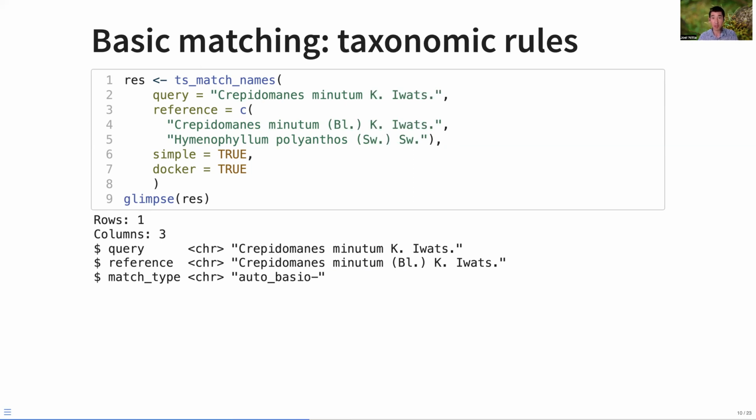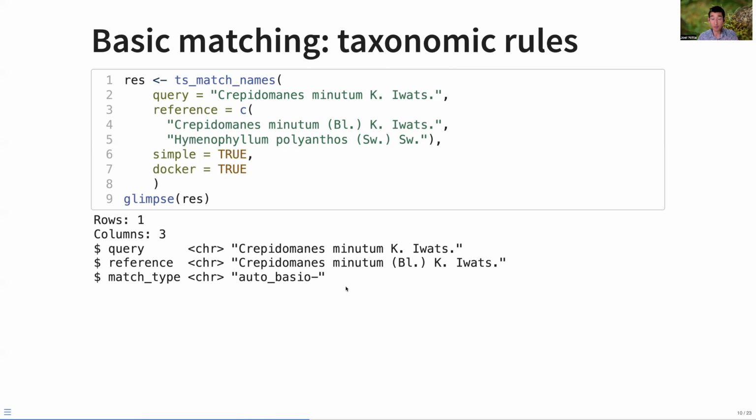Next, I'm going to show an example of these taxonomic rules. So here, the query includes authors, okay, taxonomic authors. The last time it was just the bare species names. And we run the match names function again and look at the output. We see that the query Crepidomanes minutum K. Iwats. matched to the reference Crepidomanes minutum (Blume) K. Iwats. And you notice here now that the match type is different. It wasn't a fuzzy match, it says auto-basio.